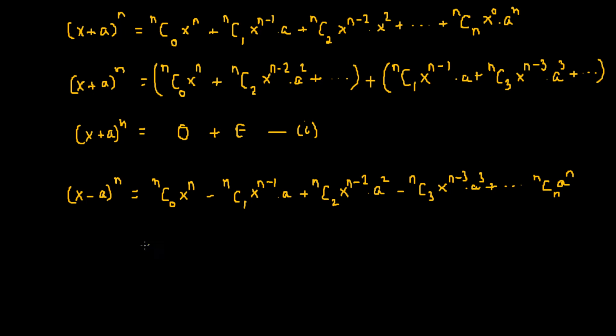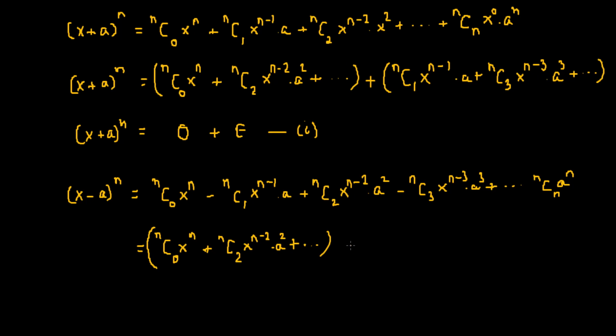So what we're going to do is combine the odd terms together. That's the first term, it's raised to the power of n, plus nC2 x raised to the power of n minus 2 times a squared plus dot dot dot. So these are all the odd terms. Now what we're going to do is club the even terms.